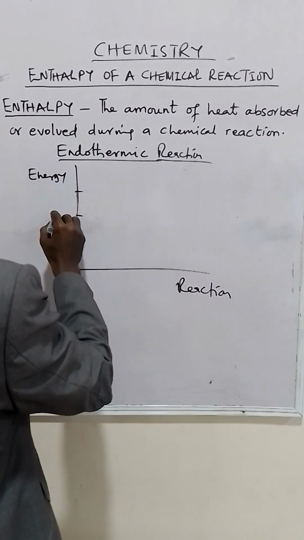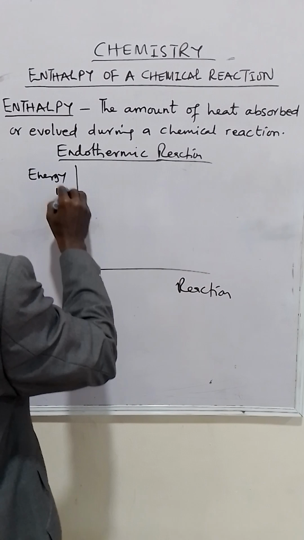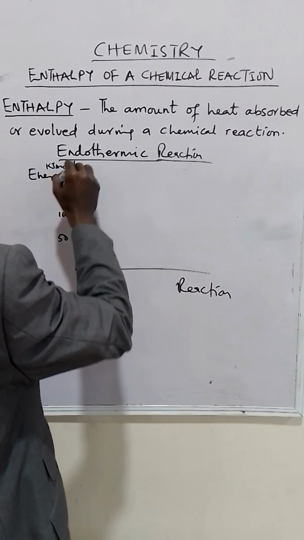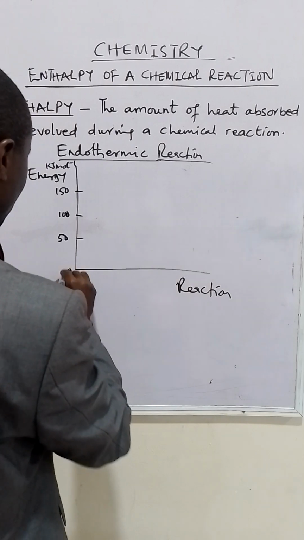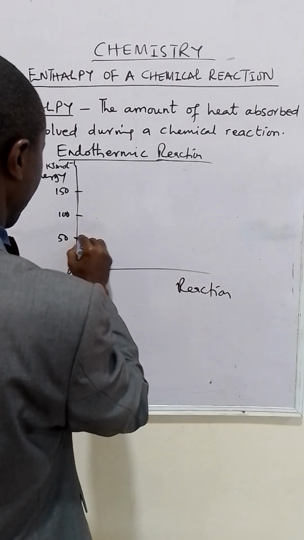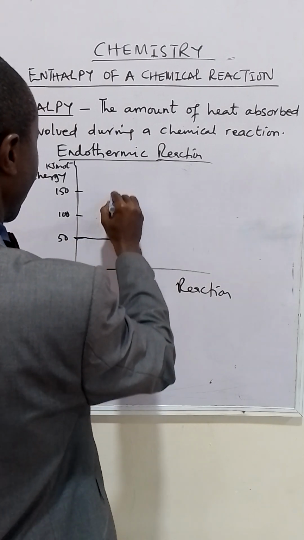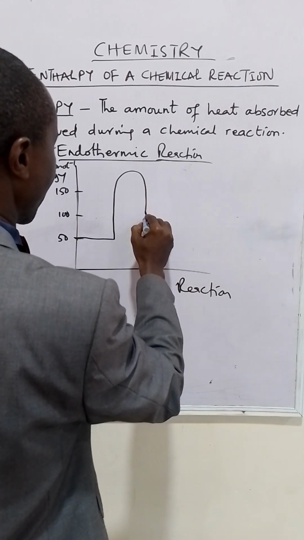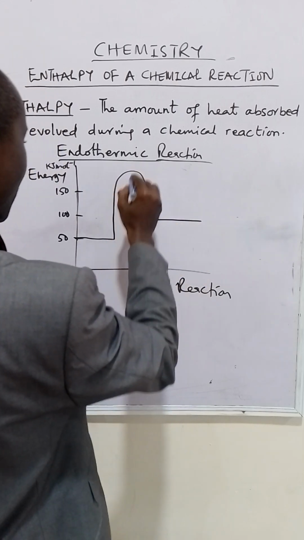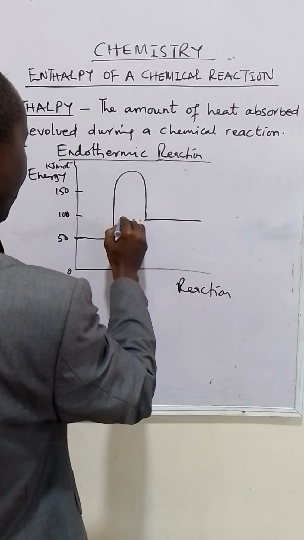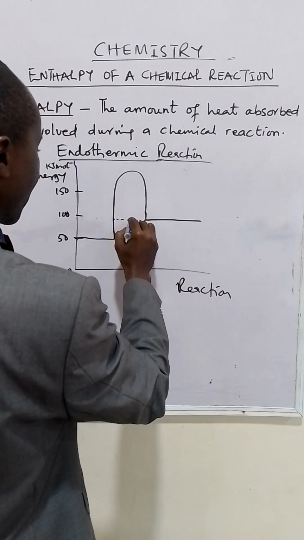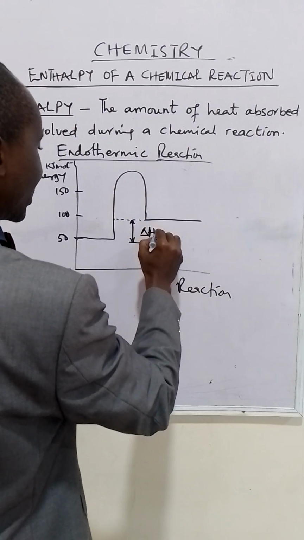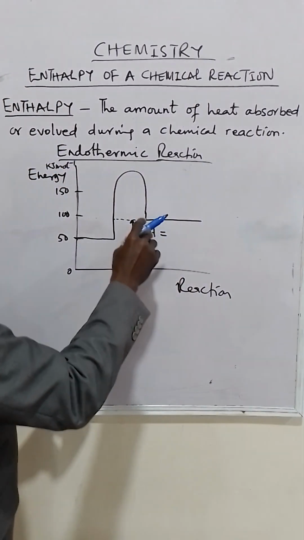I have the 50, I have the 100, I have the 150, all in kilojoule per mole. Okay, now this is how we do it. This is our enthalpy of the reaction. This is how we get it.